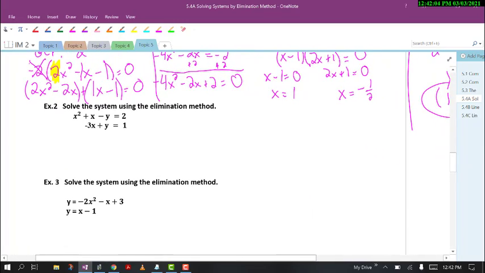So I think example 2 is probably going to be a little bit more straightforward. Solve the system using elimination method. Well, if we look at this right off the bat, it's lined up, and the y's are going to cancel out when we add it up. So we don't have to multiply them by anything, we don't have to change any of them, just add straight down. So we got x squared minus 2x. Those cancel out. Equals 3.